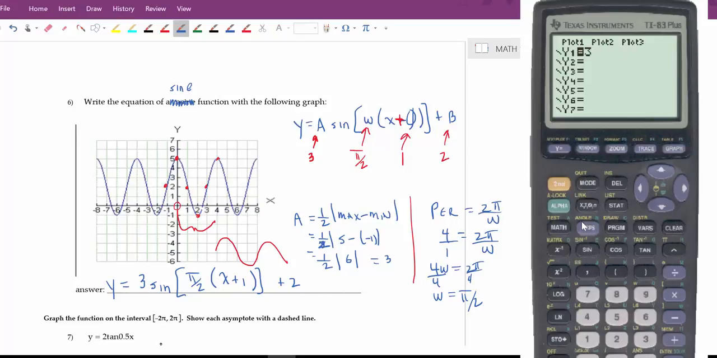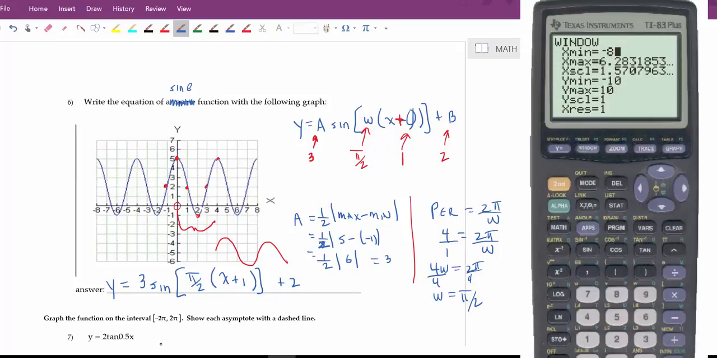You have 3 times the sine, and then the best way to do this is to put in 2 parentheses, and then just put in pi over 2, close the parentheses, then a new parenthesis, and then put in x plus 1, like that. Okay, we need to double up on the parentheses, then put a plus 2 in.